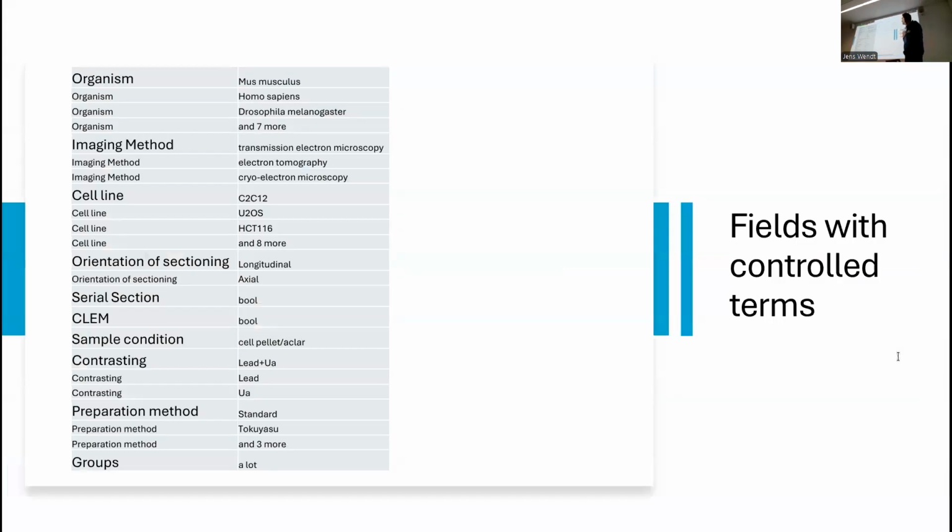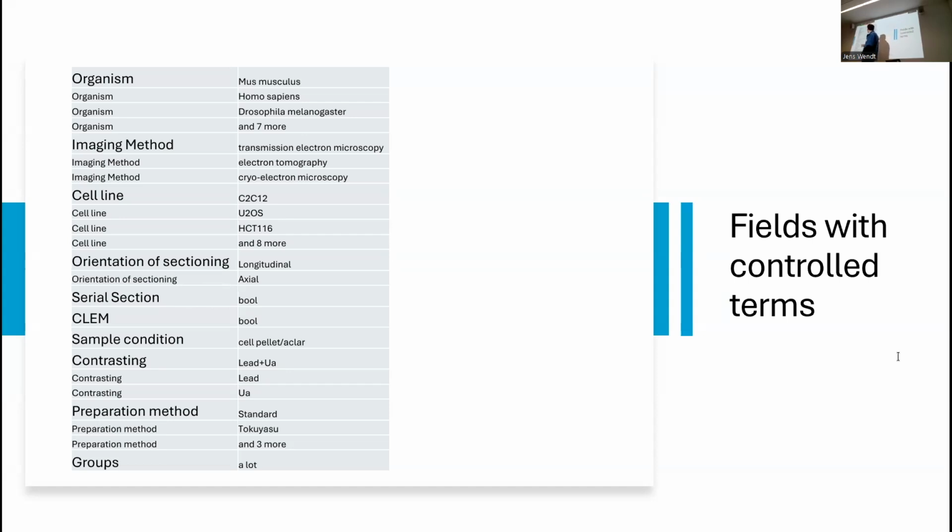So yeah, I mentioned we have these 10 fields which have pre-populated values. These are organism, where, as you can see, we have, or had at least in the beginning, 10 possible values for selection. Imaging method, where we had just 3 possible values for selection. Cell line, 11. Orientation of sectioning, exactly 2.